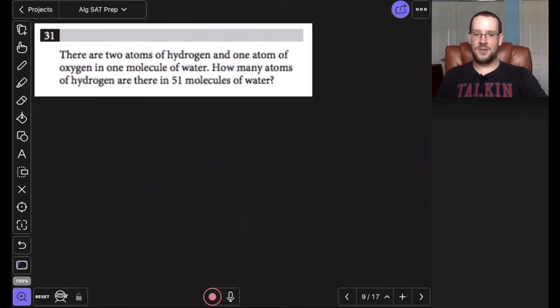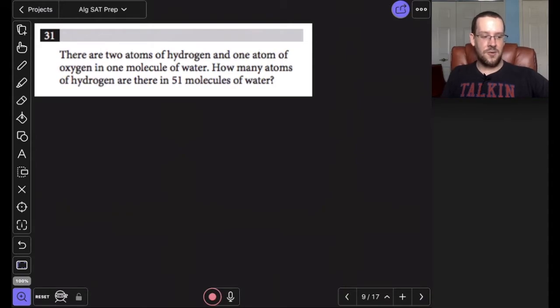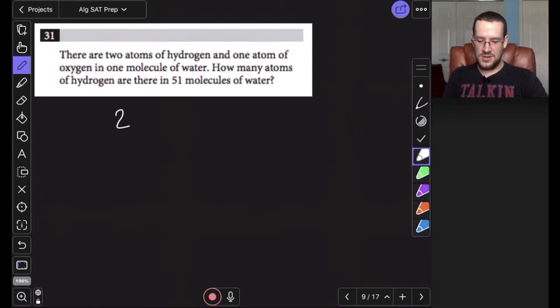A deceiving question. This is weird, because right away you can see that this isn't really even asking you about math, which is frustrating. It says there are 2 hydrogen atoms and 1 atom of oxygen in a molecule of water. Okay, so that means that the ratio of hydrogen to oxygen is 2 to 1. How many atoms of hydrogen are there in 51 molecules of water?